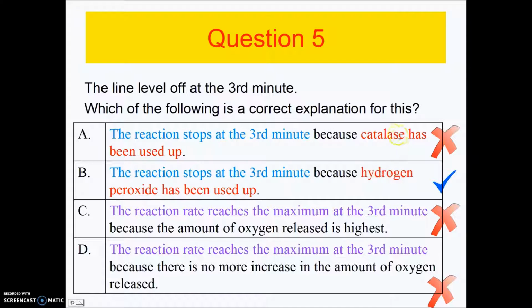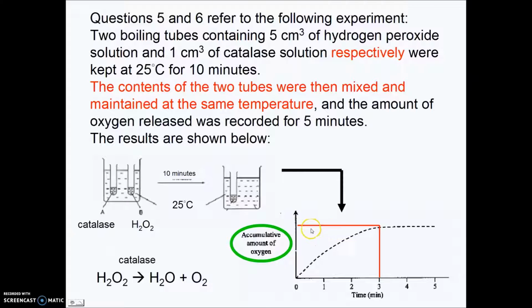And we all know that enzymes will not be used up. They can be reused. They are reusable. They remain unchanged after the reaction. So option A is wrong. Okay, so we can get it. Option B, the substrate has been used up. So that's why we do not obtain any more oxygen, because the accumulative amount of oxygen reaches the maximum level.